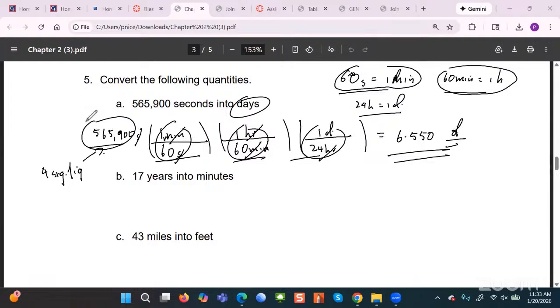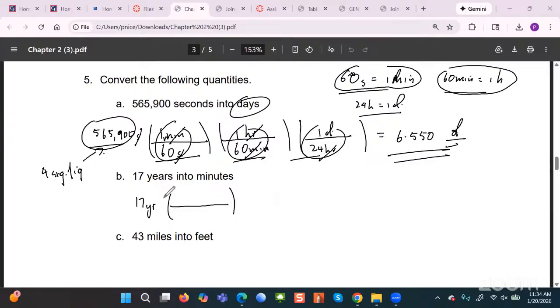Question? Oh, okay. So let's see if you can do this one, B part. Converting 17 years to minutes. So I'm going to start off with 17 years. Okay, so what do you think you'd multiply this by first? You're trying to go from years to minutes.